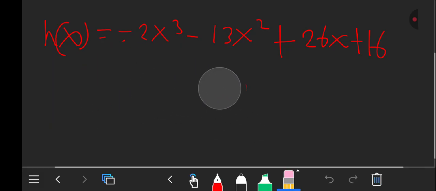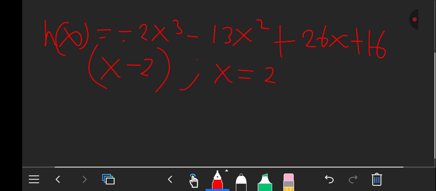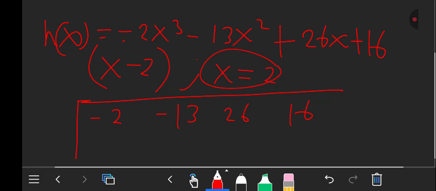So you get x minus 2 as one factor, of which we know that x is equal to positive 2. Then you can use the synthetic method. You just get the coefficients: negative 2, negative 13, 26, and also 16. Then you put the value you got, x equal to positive 2. Then you can start now. You drop first the negative 2.